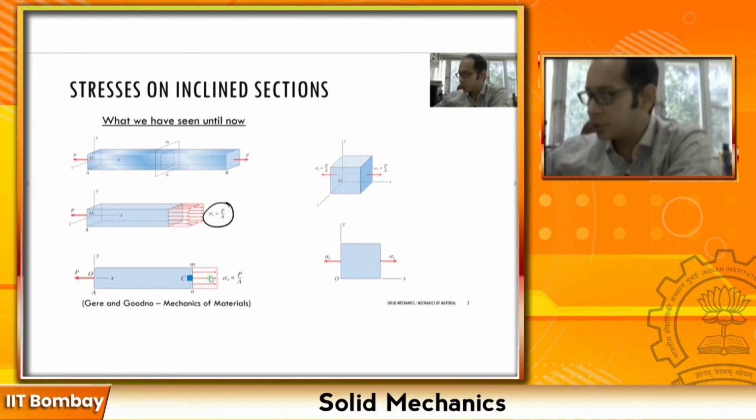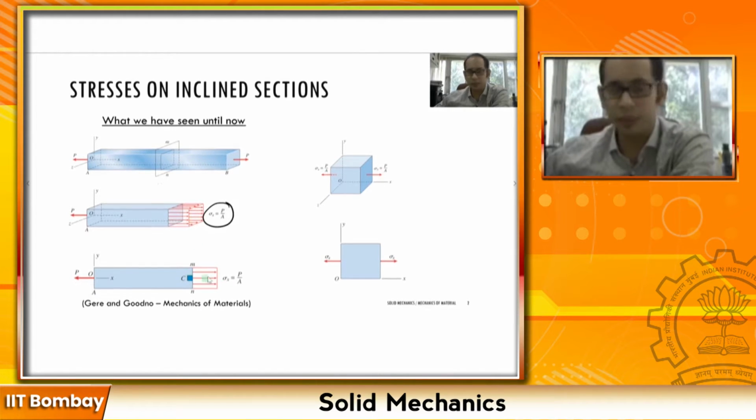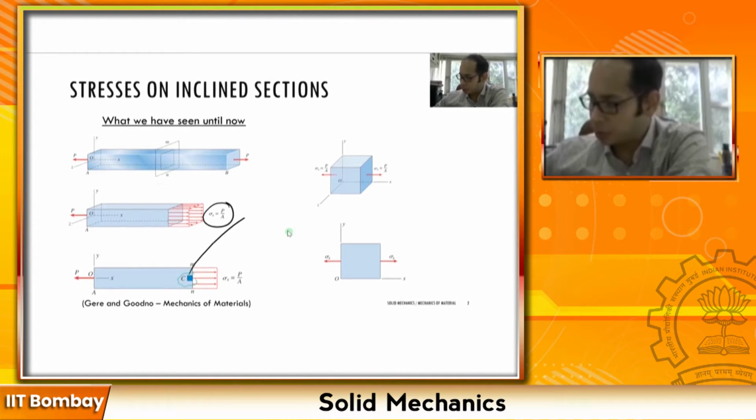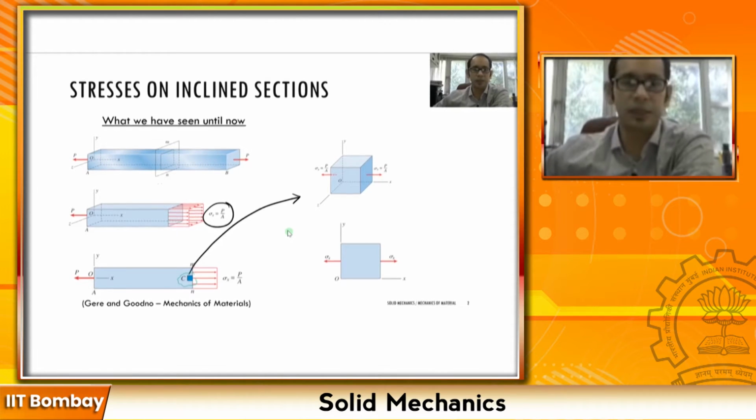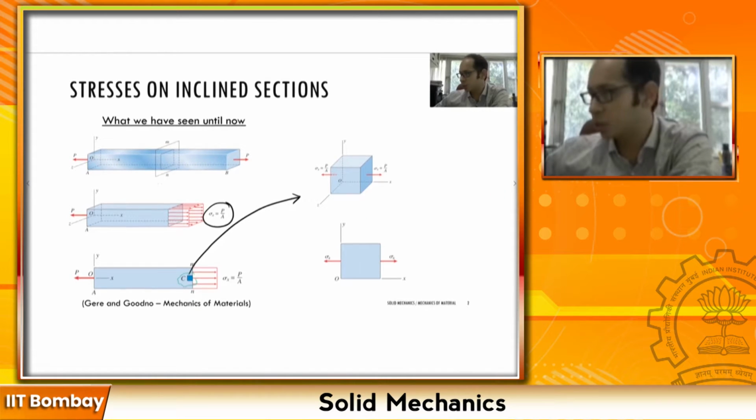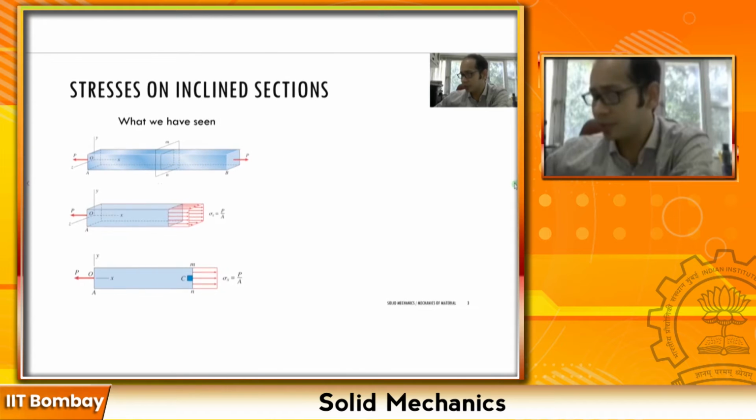Now, if I look at this in 2D, this is how it looks. Again, within this, if I take a tiny bit of a small element over here, like this, if I blow this out of proportion, it looks something like this, where we have a sigma x equals P over A, and this is the same figure over here, which is looking in two dimensions, right? And this is what we have seen, right?